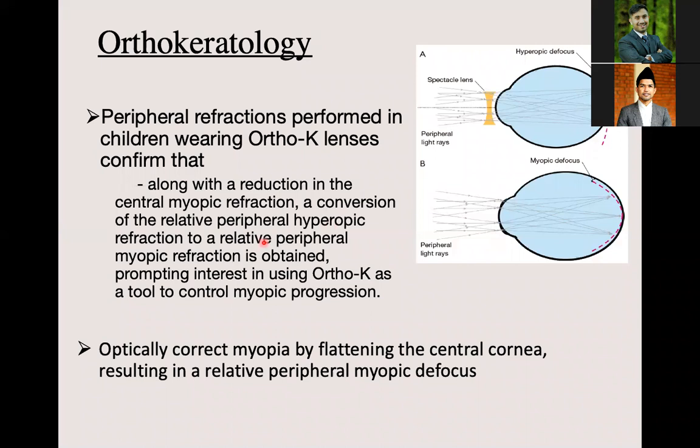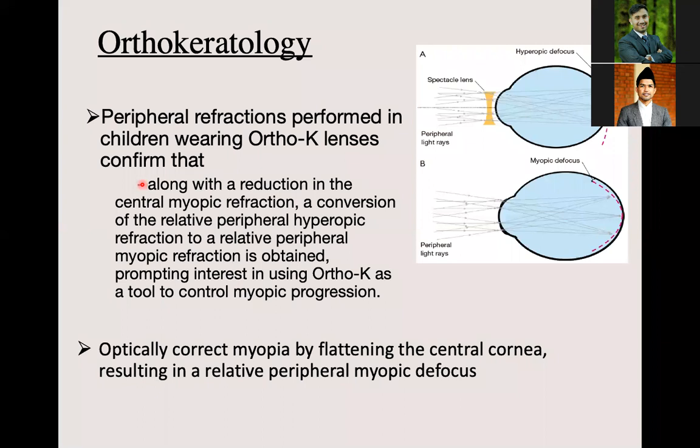Now let's talk about orthokeratology, how we use orthokeratology to prevent axial length elongation. The peripheral refraction performed in children wearing orthokeratology confirmed that along with the reduction in the central myopic refraction, a conversion of relative peripheral hyperopic refraction to relative peripheral myopic refraction is obtained, promoting the interest in using ortho-K as a tool to control myopic progression.